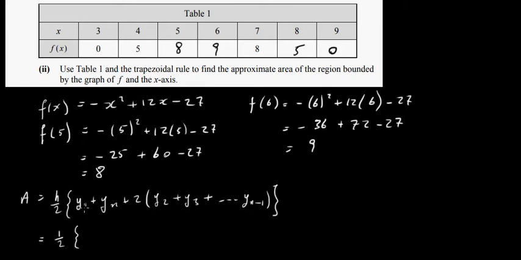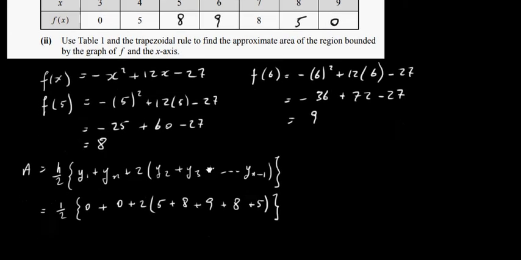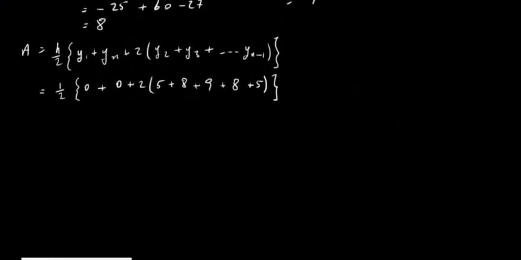y1 is the first y value, which is 0, plus yn is the last y value, which happens to be also 0, and then we've got twice all the other ones added up. So we've already included this one, so let's start here at 5, plus 8, then 9, then 8, then 5, and remember we've already used the last one as well, so we don't include that again. And that's it really. That's going to be our area once we calculate all of this. So let's do that.